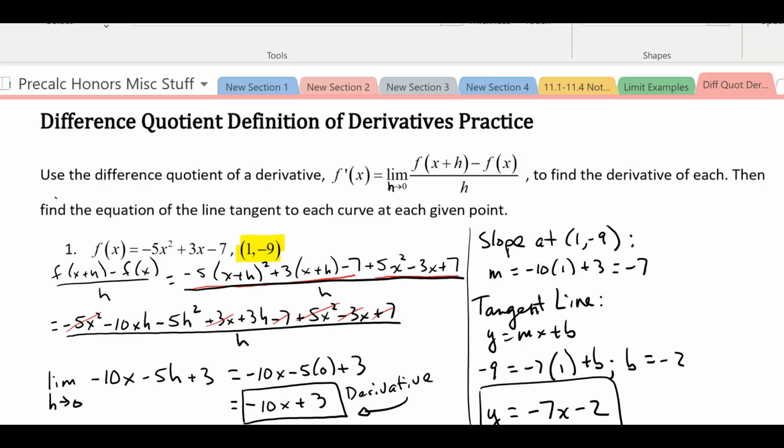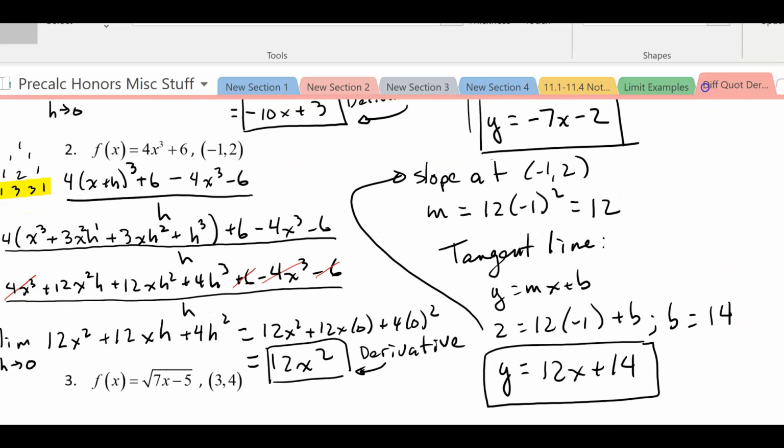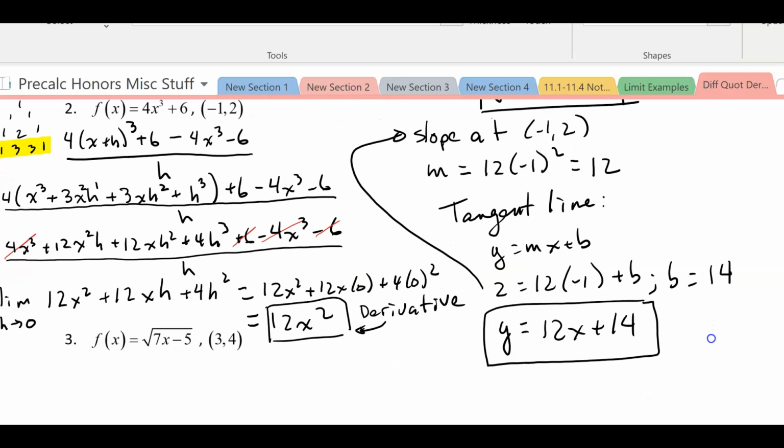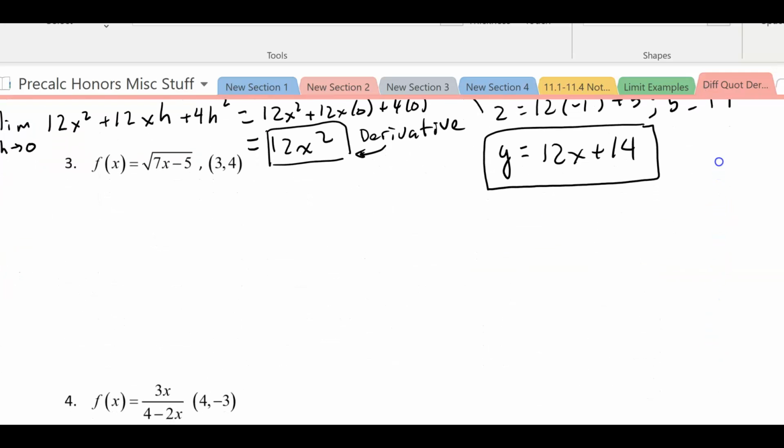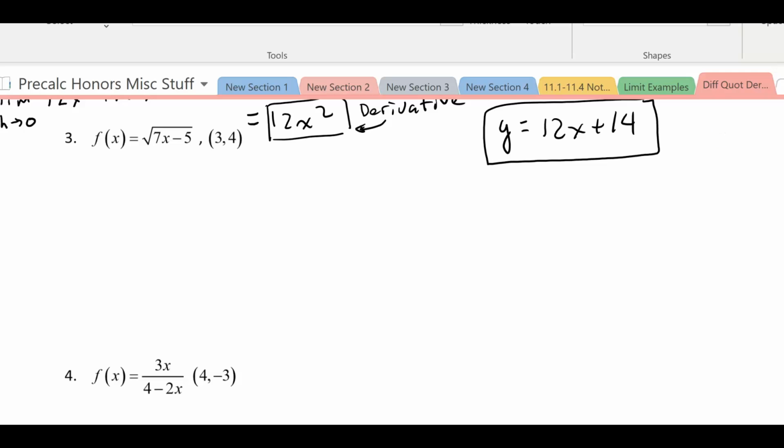This is going to be the solution for this worksheet, difference quotient definition of derivatives practice, solution for number 3. If you missed 1 and 2, you can go back and watch those. So just like with the other problems, what we're going to do first is find the difference quotient, so that when we do the limit as h approaches 0, we'll get the derivative. So let's go ahead and find our difference quotient.